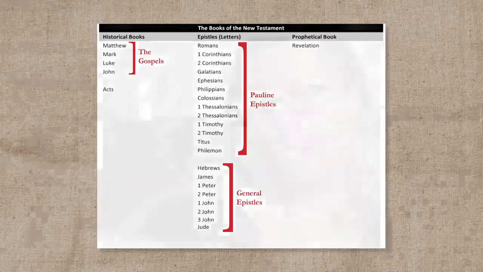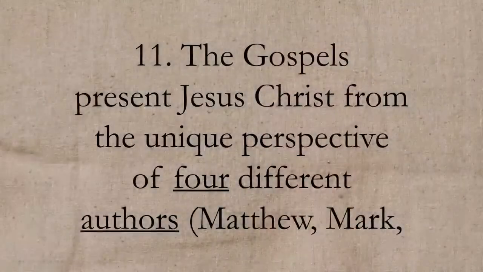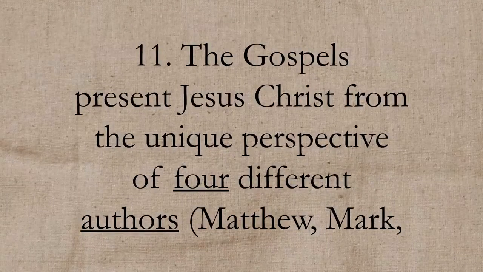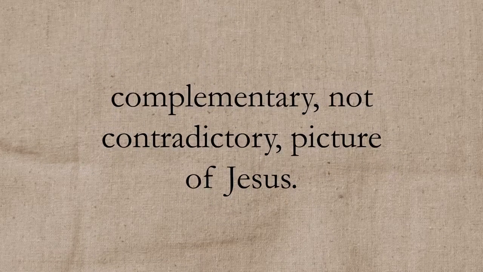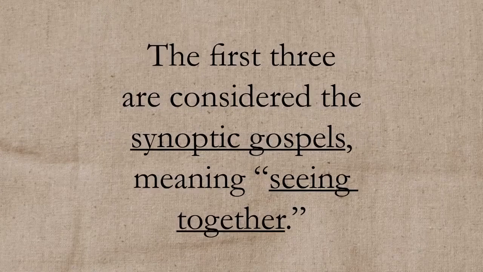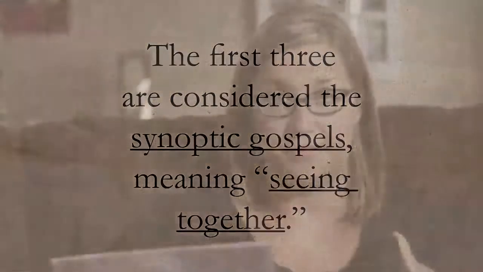Okay, so if we look underneath this chart of the books of the New Testament, at the bottom of page 14, we'll see point number 11. And so we have a few things we need to fill in here. The Gospels present Jesus Christ from the unique perspective of 4 different authors, writing to 4 different audiences. And together, they paint a compelling, complementary, not contradictory picture of Jesus. The first 3 are considered synoptic gospels. Synoptic gospels. And that means, quote unquote, in this blank, seeing together.